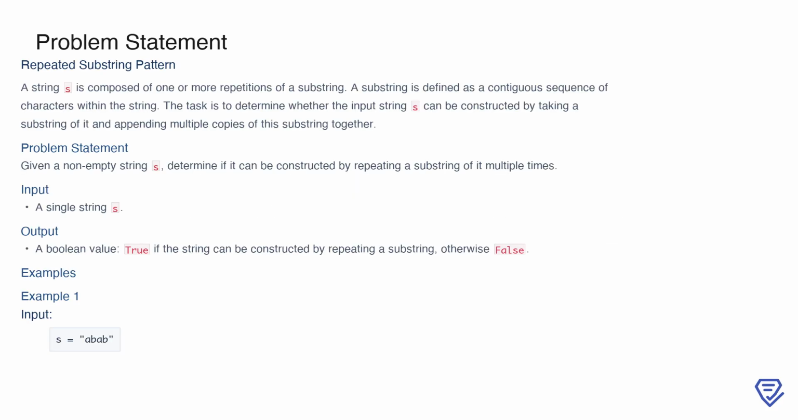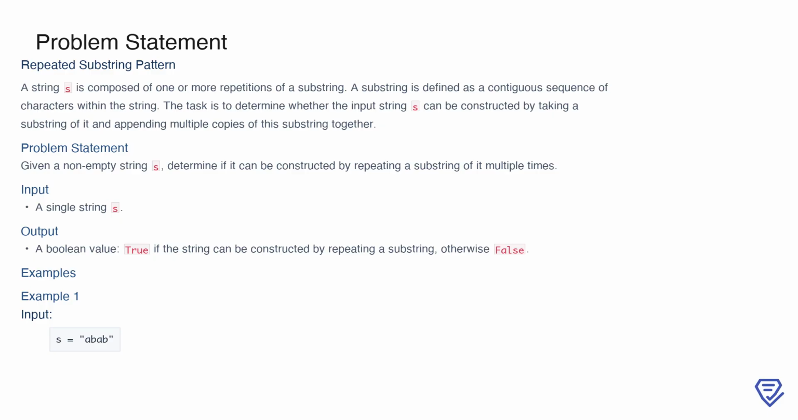The problem we are tackling is called repeated substring pattern. The goal is to determine if a given string can be formed by repeatedly appending a smaller substring. A substring is simply a contiguous block of characters found within the string. To solve this problem, we are given a non-empty string S. The task is to check if this string can be constructed by taking a smaller substring and replicating it multiple times. The output will be a Boolean value, true if the string can indeed be formed this way, or false if it cannot. Let's consider an example to understand this better.